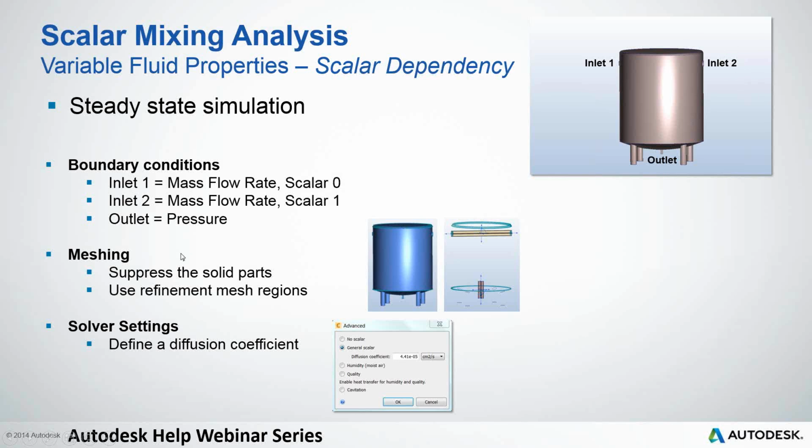Then for the meshing, I would recommend that you suppress the solid parts as you're only interested in seeing the fluid flow. The advantage here is to make sure that you don't have a long run time from big mesh elements when meshing the solid parts. A second recommendation is to use refinement mesh regions where you are interested in the flow, for example, the inflow and the outflow here.